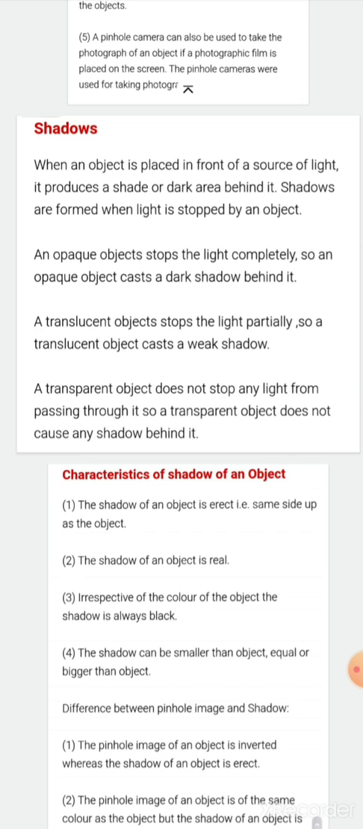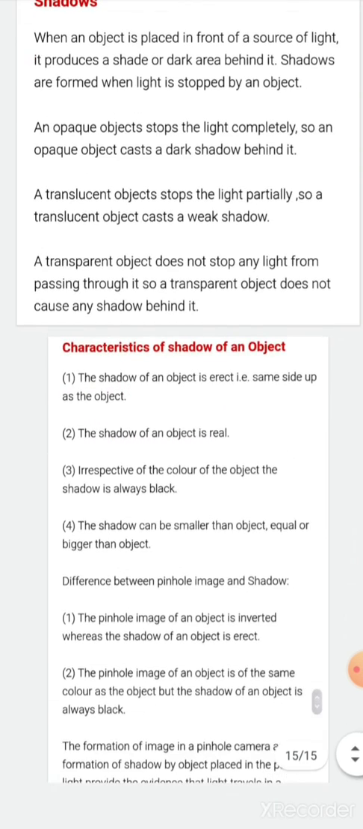What are the characteristics of the shadow of an object? The shadow of an object is erect, that is, the same side up as the object. The shadow of an object is real. Irrespective of the color of the object, the shadow is always black. The shadow can be smaller than the object, equal to it, or bigger than the object.